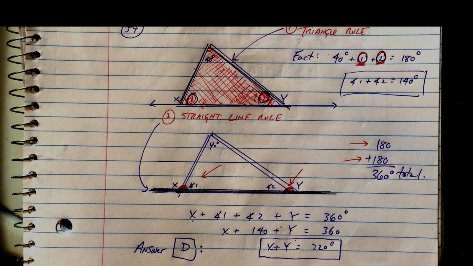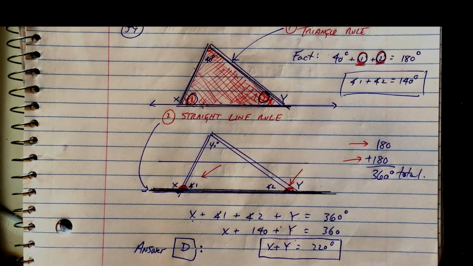Next, I use the straight line rule. The lower left angle is composed of a straight line. X plus angle 1 equals 180 degrees, and also the right base angle, angle 2 plus y, equals 180 degrees. Well, that's 360 degrees total, because it's 2 uses of the straight line rule.